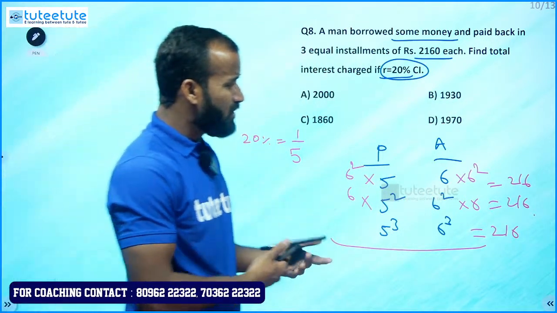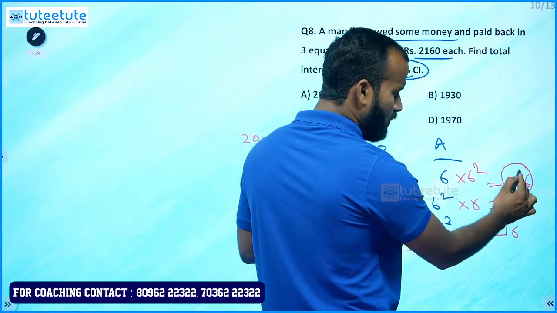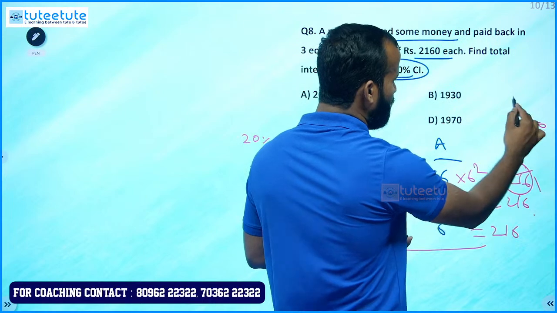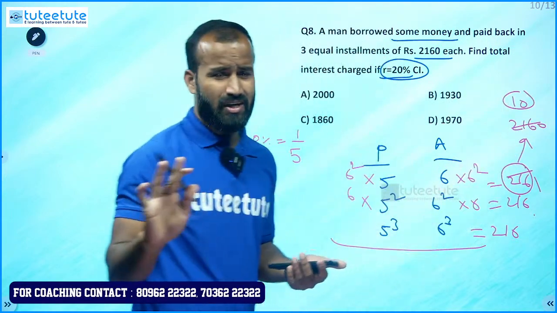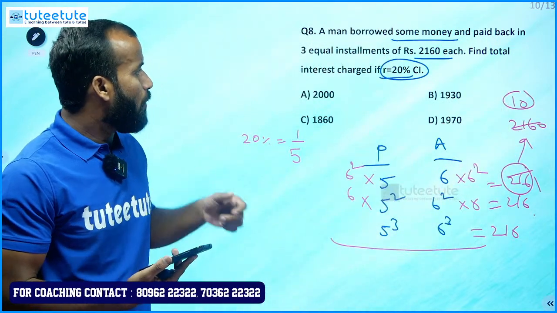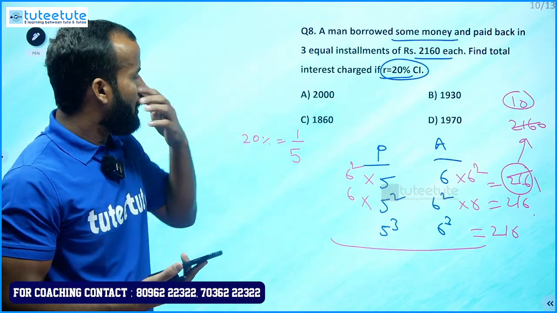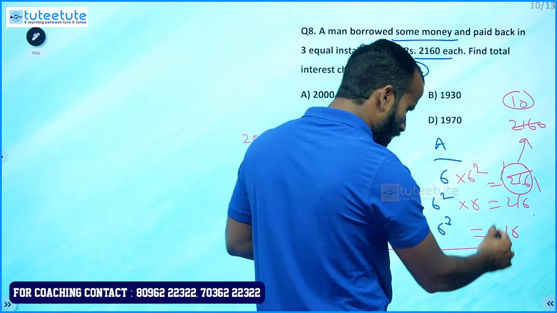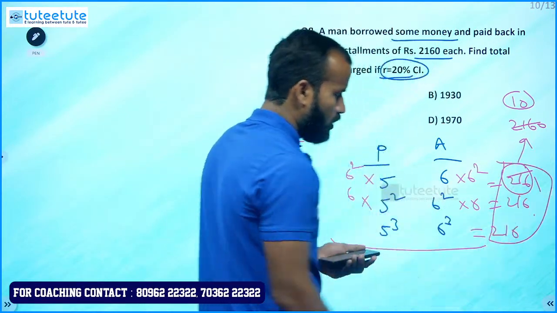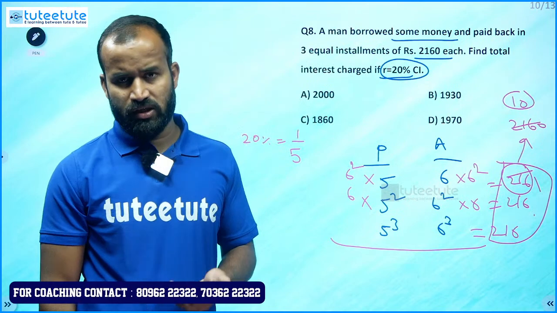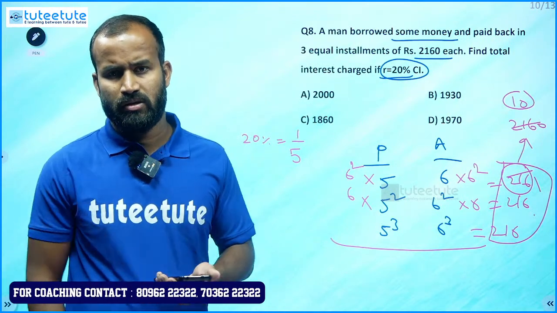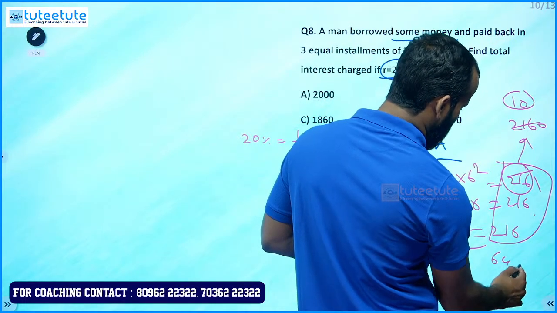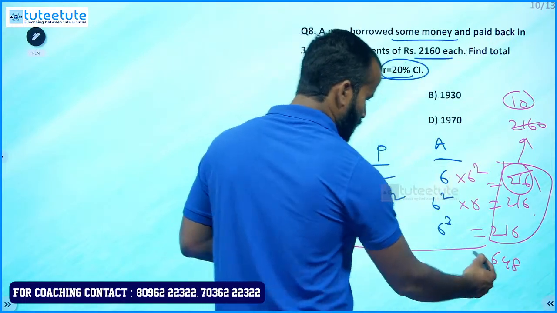Each installment value is given. Each installment how much? 216 parts. This is given as 2160. So one part value how much? 10. So one part value we got already, 10. So what is being asked? Amount borrowed, like interest is asked. So we have to add all these things. 200 into 3, 600, 16 3s are how much? 48. So 648. Okay, this will be the amount.